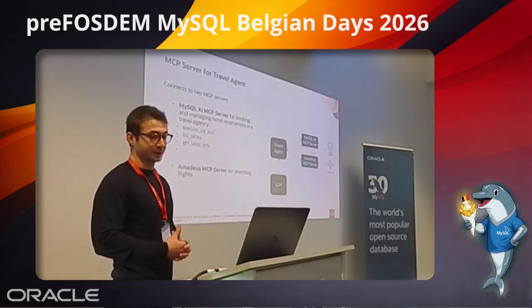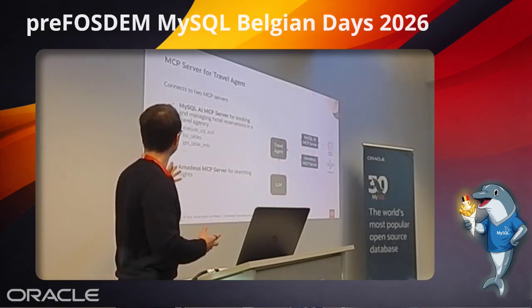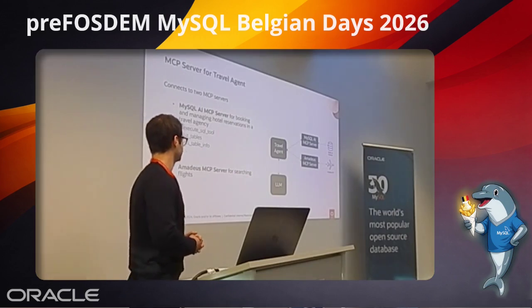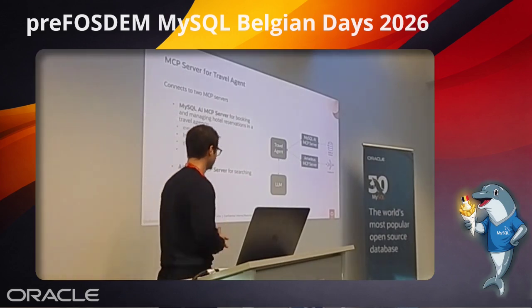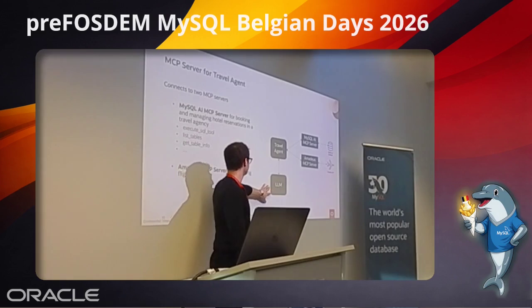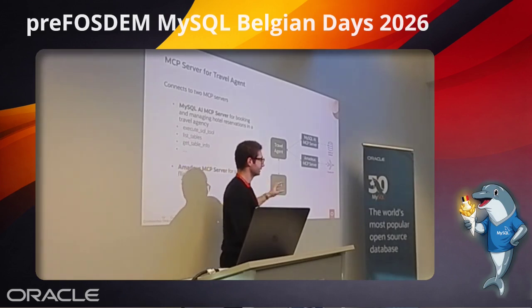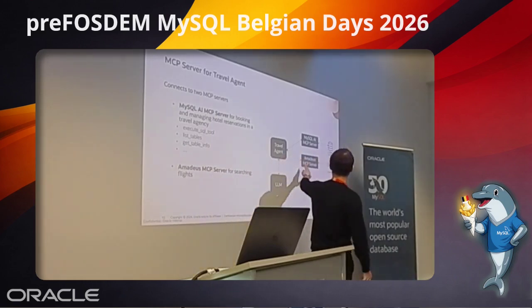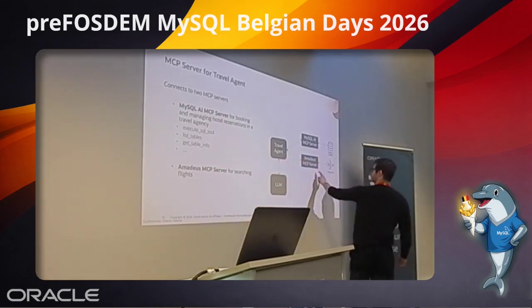I'm going to show you an example. So I have this simple demo where I try to build a travel agent. So I have my LLM right here. The LLM is kind of the brain of the agent. And the agent is connected to two different external tools.